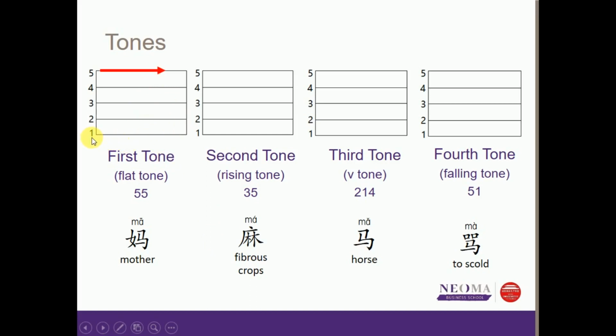music pitch. So do, re, mi, fa, sol. 1 is the lowest, 5 is the highest. So the first tone is from 5 to 5. The pitch is 55. So when you pronounce it, it doesn't change. And this can also be called the flat tone. Take an example. This one, it reads as ma, ma.